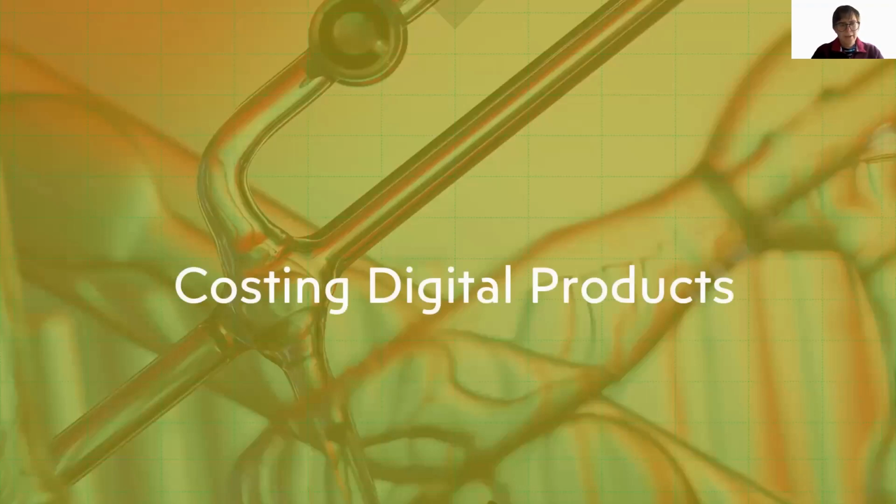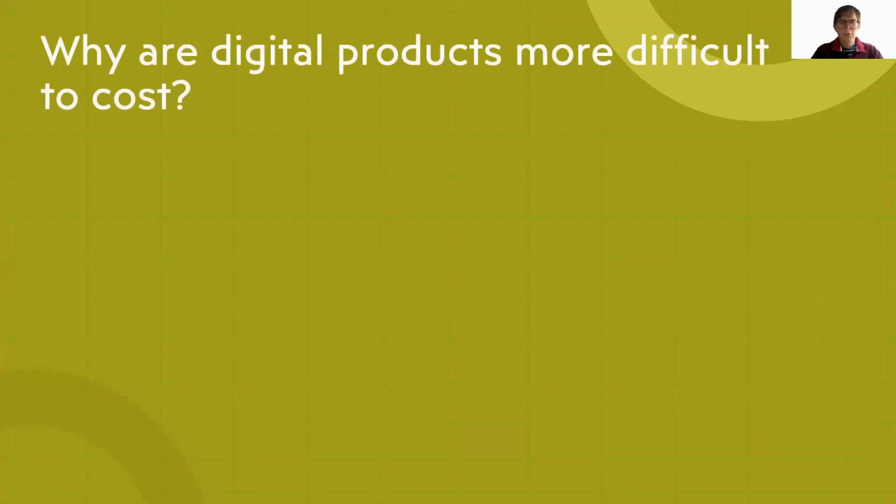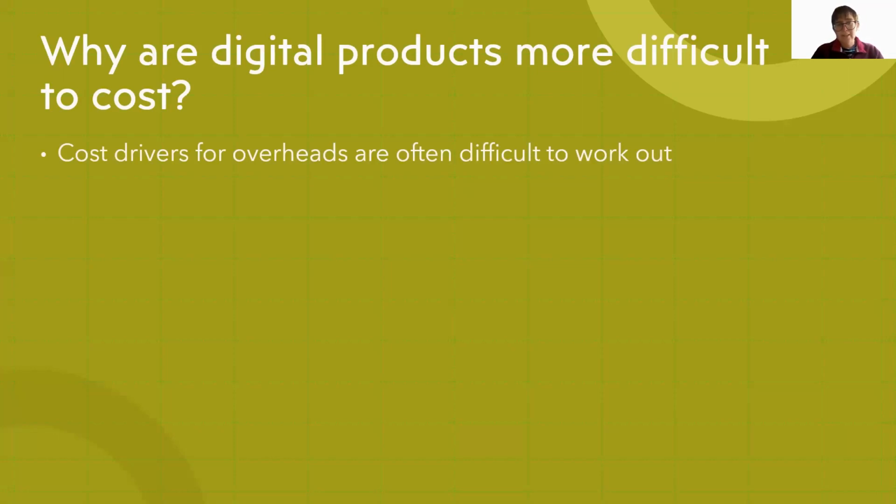And one of the final things that we'll touch on in this video is costing digital products. So this is something very present, it's something very new still to the accounting world. So why are digital products more difficult to cost? Well, to put it simply, cost drivers for overheads can be very difficult to work out. The lifespan of a digital product varies significantly. As you will see in the digital era, nobody can predict how long each bit of software is going to last. It could be that a simple update is needed, it might be something more complex.